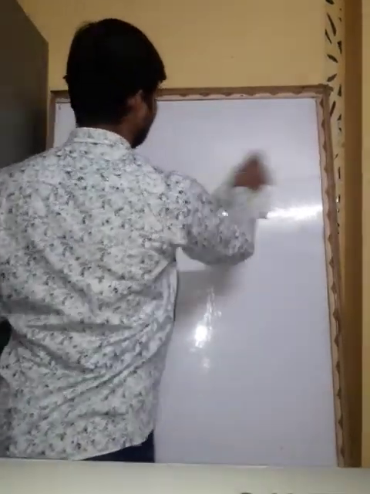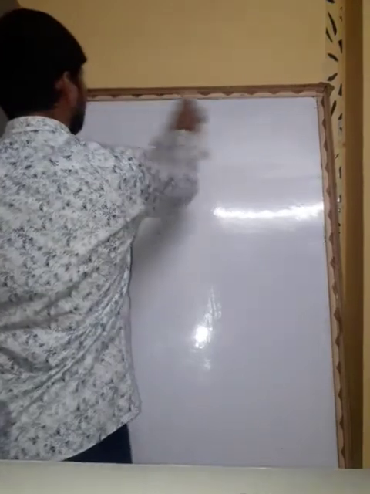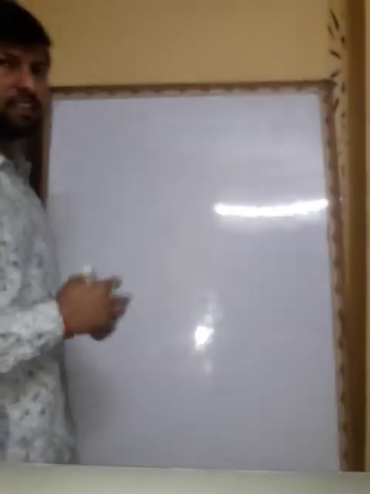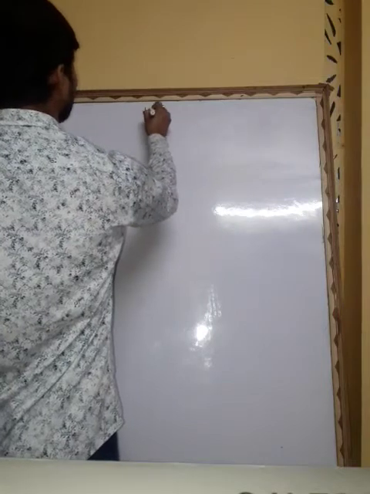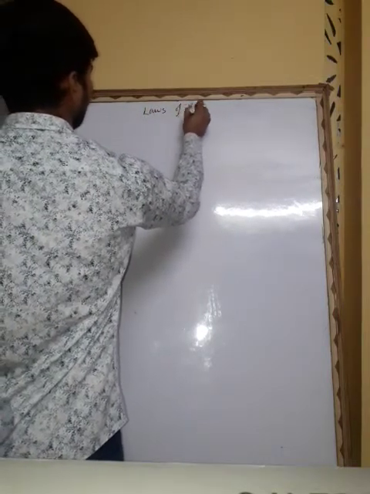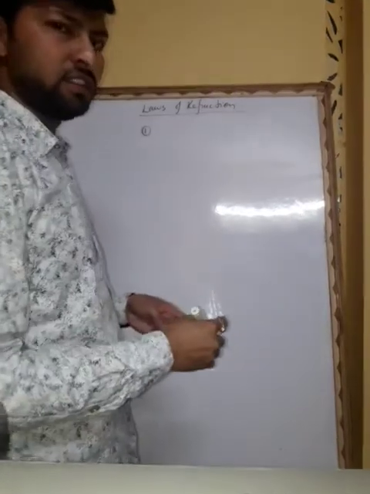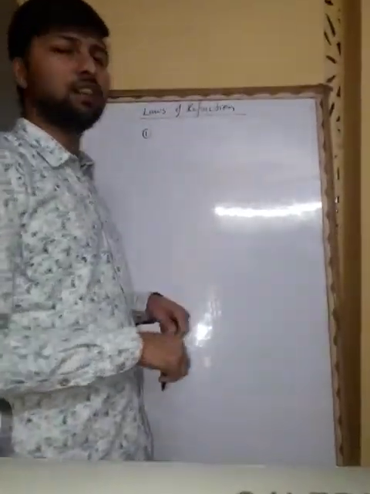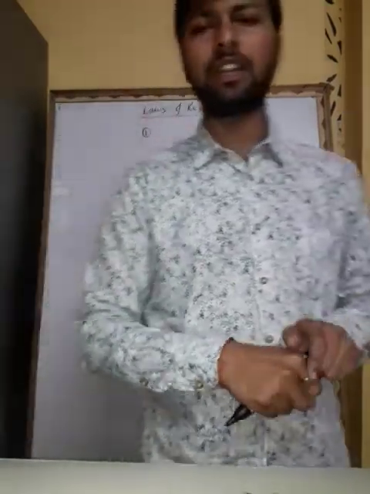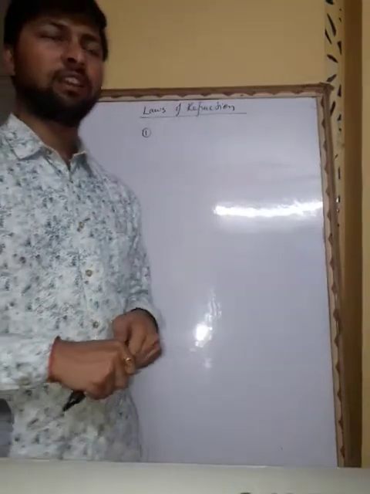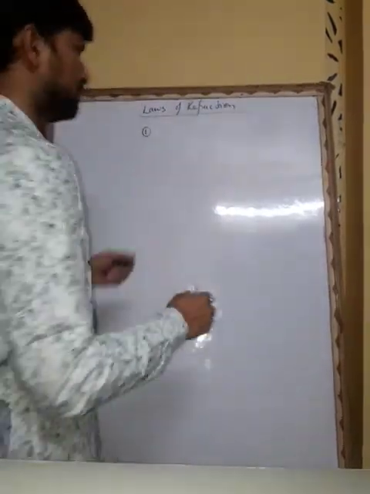Now let us study how refraction takes place by using a glass slab. Before we see glass slab refraction, let us first study the laws of refraction. On which laws does refraction work? As we have studied in reflection, there are two laws. In the first law, the incident ray, reflected ray and the normal all lie on the same plane. Here also the same thing happens.